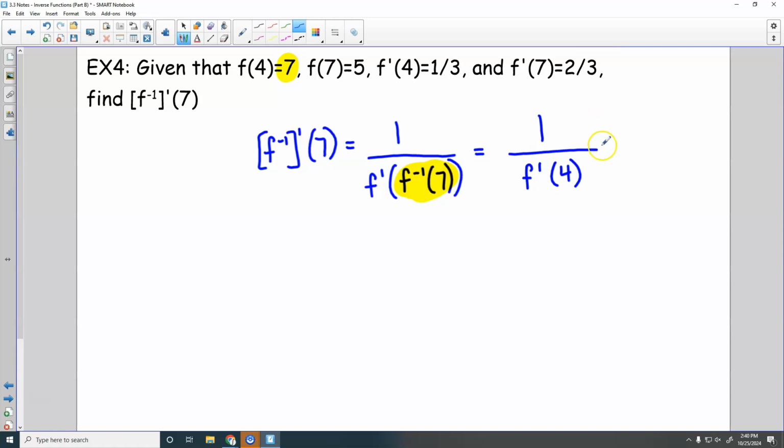And then do we know f prime of 4? Okay, it is 1/3. And 1 over 1/3, dividing fractions, is easy as pie. Flip the second and multiply, and we just get 3 for our answer.